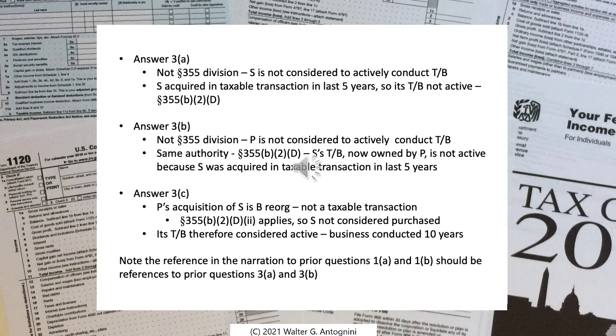In question 3C, suppose that in A and B, P bought S 4 years ago, solely for P voting stock. Would this change your answer? Well, what is this transaction where P acquires S? This, as you'll recall, is a B reorganization, a transaction in which gain or loss is not recognized in whole or in part. And so Section 355B2D II applies, and the corporation will not be considered purchased, and consequently the trade or business will not be considered purchased. The time that S previously ran the business is tacked on to the 4 years while S was owned by P, and so S is considered to be engaged in an active trade or business.